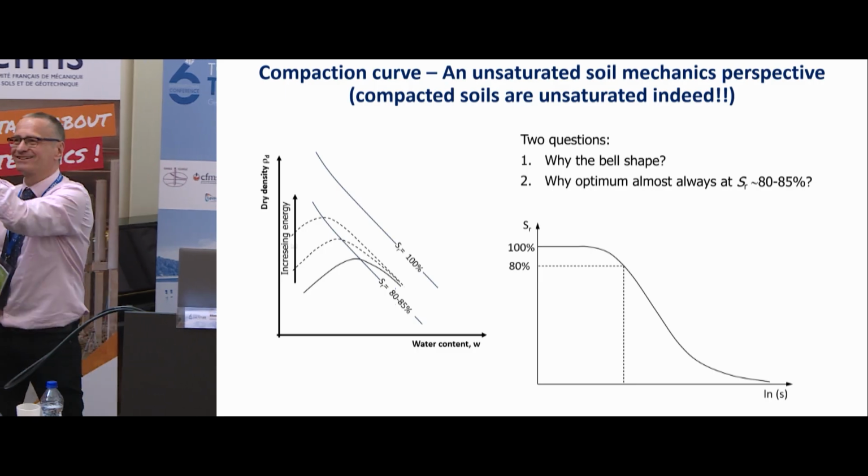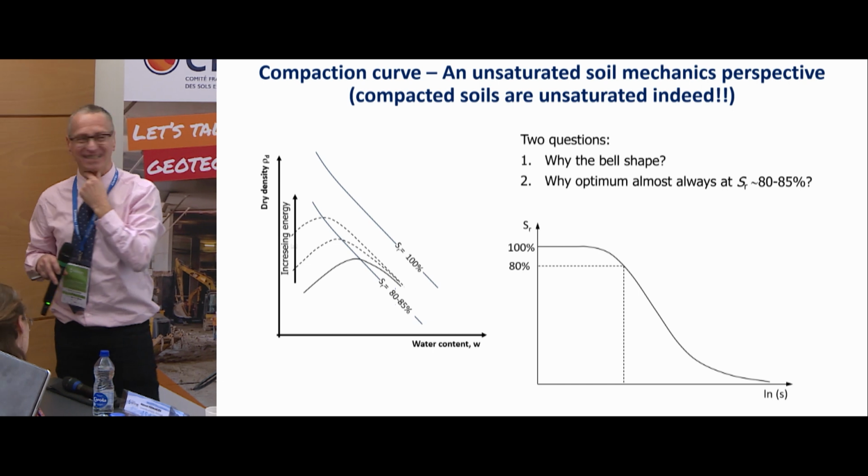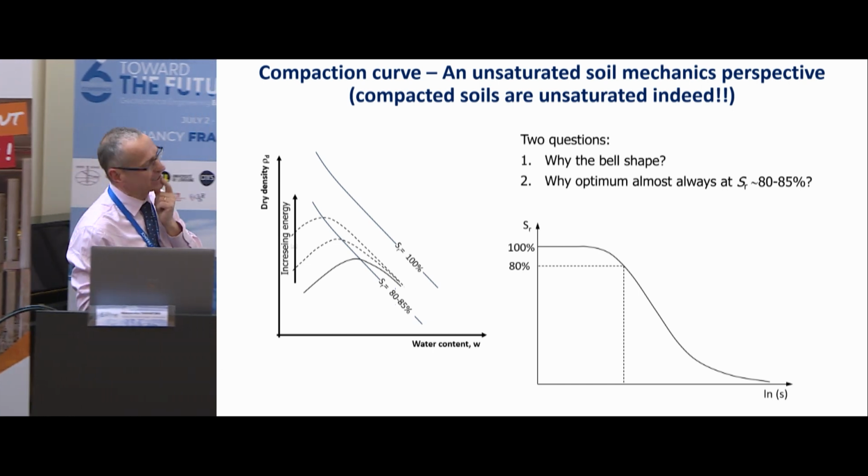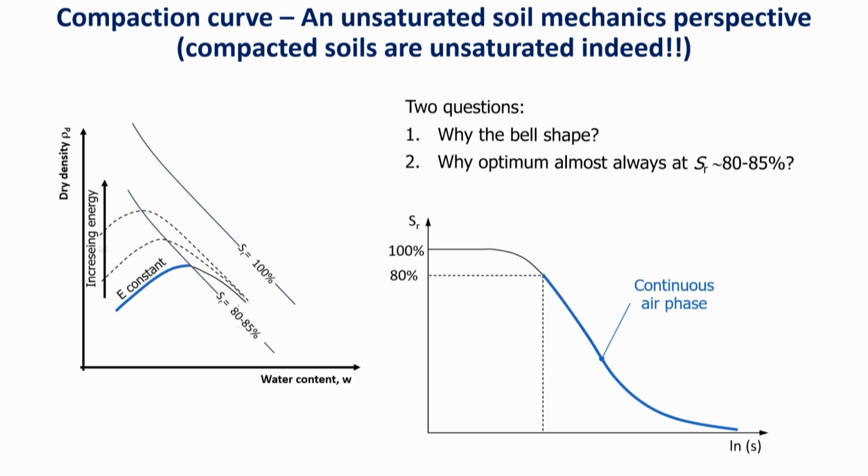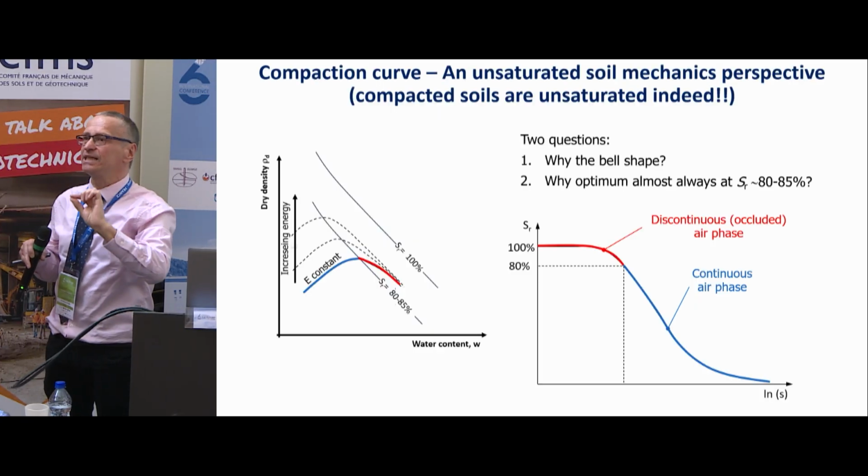Okay, let's shift to the unsaturated now. 80% means here, so you are sitting on that part of the curve. So the blue one, when you are on the dry of optimum, you are at low degree of saturation, so you are on the blue branch of the water retention. When you are wet of optimum, you are on the red branch of the water retention. Where is the difference? On the blue branch, you have the meniscus water, the bulk water, but the water phase is continuous.